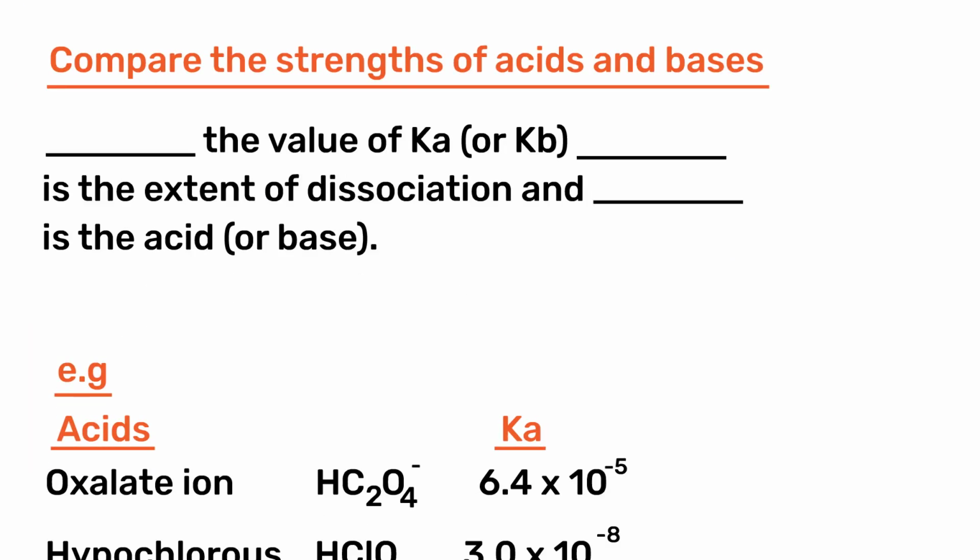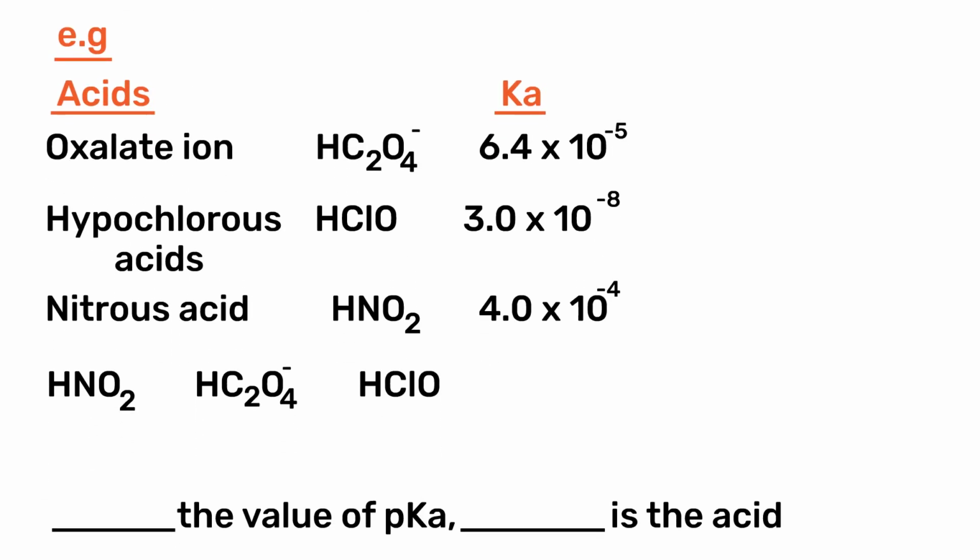To compare the strengths of acids and bases, you must remember, higher the value of Ka or Kb, greater is the extent of dissociation, and stronger is the acid or base. So for example, look at the Ka values of these three weak acids: oxalate ion, hypochlorous acid, and nitrous acid. So which is the strongest acid of the three? That is, which one dissociates to the maximum extent?